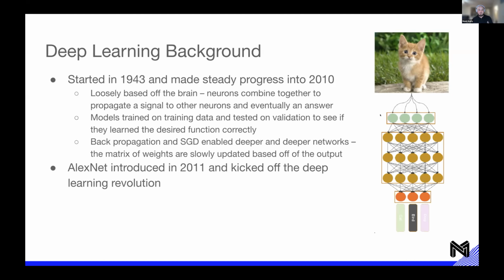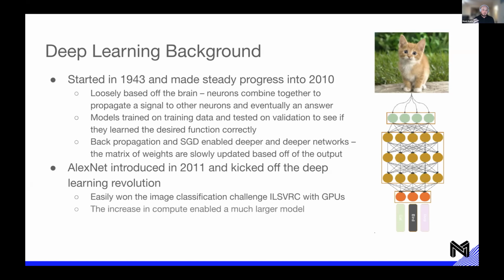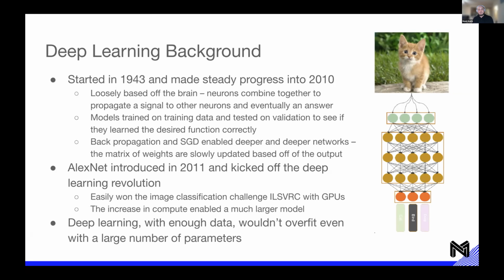Moving on, the big breakthrough came from AlexNet, which was introduced in 2011, and it really kicked off the deep learning revolution. It easily won the image classification challenge at the time, ILSVRC, considered to be the hardest deep learning challenge back then, and they won this by using GPUs. The reason the GPUs were important is that they increased the compute available for this model, and that enabled a much larger, more complex model that could learn more complex functions. And that's the interesting part about deep learning: with enough data, it won't overfit, even with a large number of parameters.